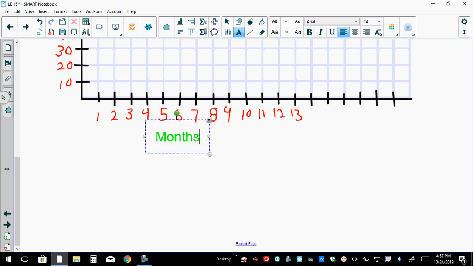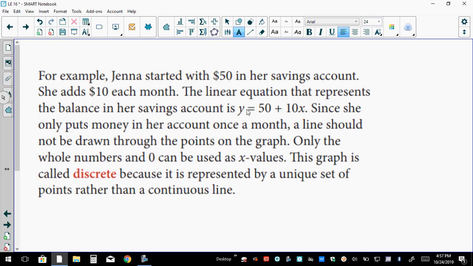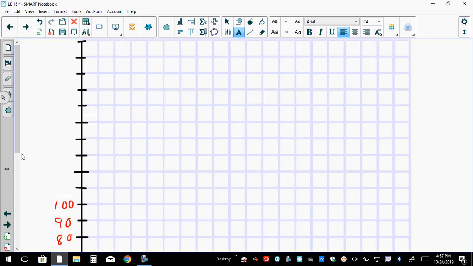months. I believe it was months, not weeks. Let me double check that. She only puts money in her account once a month. She adds $10 per month. So yeah, that's months. This is months.